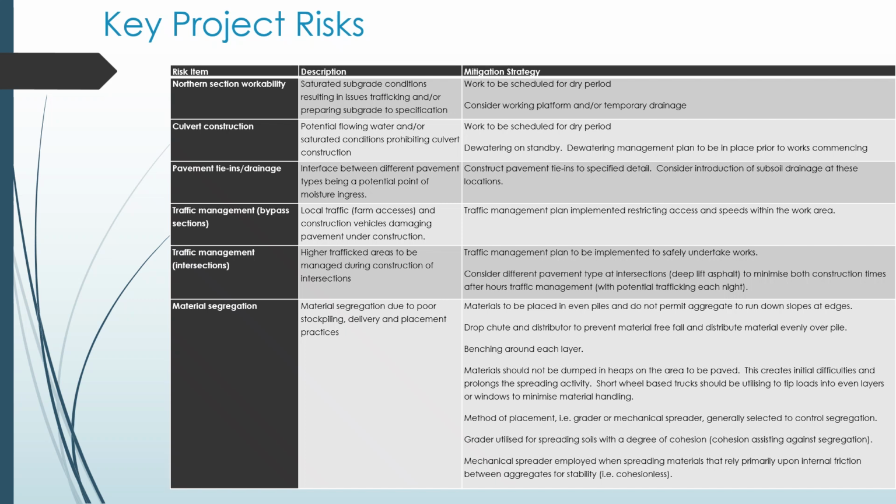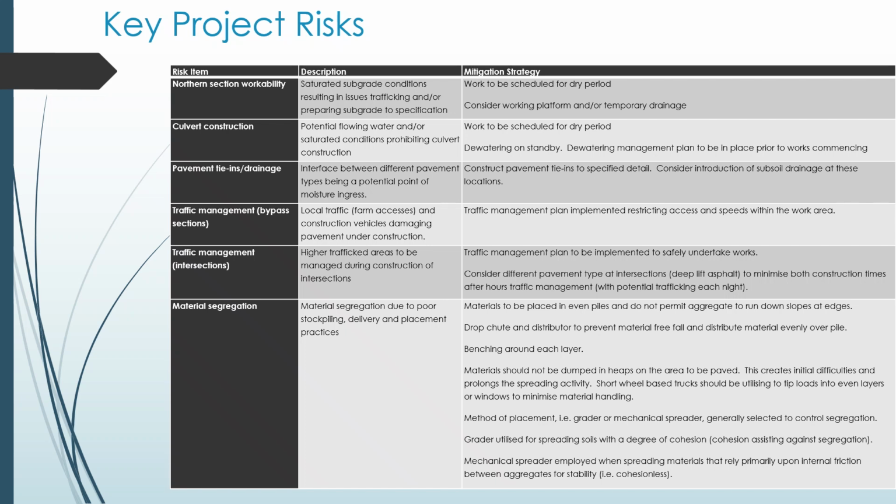Alternatively, considering maybe even a minor bypass road at the intersections to have traffic completely separated from the intersection while the construction takes place. And also material segregation, due to poor stockpiling, delivery and placement. So there's a few control measures or mitigation strategies listed there around that.